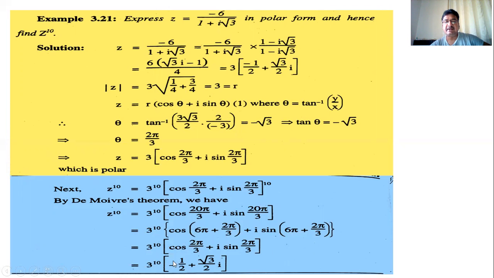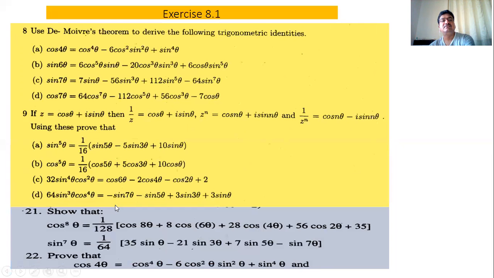And then cos 2 pi by 3 is minus 1 by 2, and sin 2 pi by 3 is root 3 by 2. So this is the answer, z raised to 10.